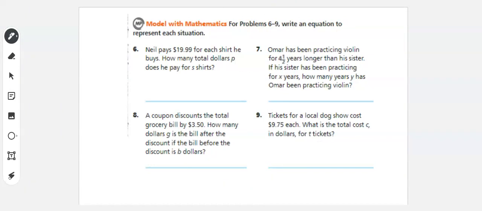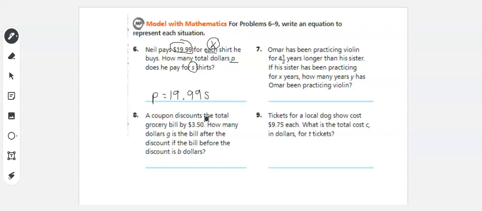Number 6, 7, 8, and 9. These are on the bottom of page 323. They look a little shorter. Same thing, we're writing equations. So, Neil pays $19.99 for each shirt. Each is the word for multiplication. 19.99 is our number. And now let's find our variables we're going to be using. How many total dollars P? So we have P equals shirts, which is S. So we're going to take 19.99. We're going to multiply it by S. So 19.99. A letter and a number next to each other means multiplication.